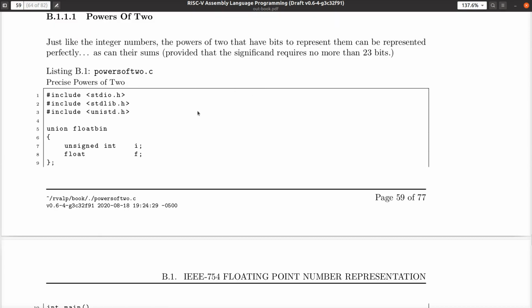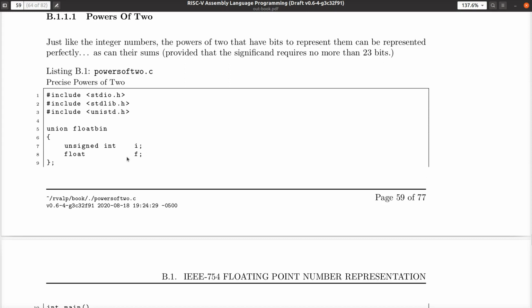So I put together this little program. I don't know if you know what a union is, right? So let's look at this really quick. This simply means to tell the CPU that this variable i and the variable f here are to be stored in the exact same memory location.